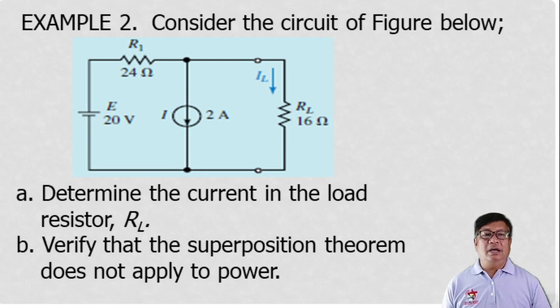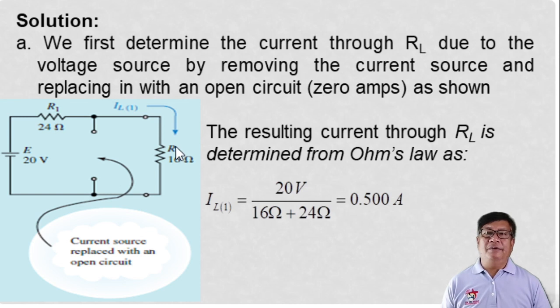Because actually, the superposition theorem will not apply to power. Okay, so we have solution number 1. For letter A, we first determine the current through R sub L due to the voltage source. We have to independently solve for the load current using the voltage source first. So we have to eliminate the current source. How are you going to eliminate the current source? You have to remove it, open circuit this current source here.